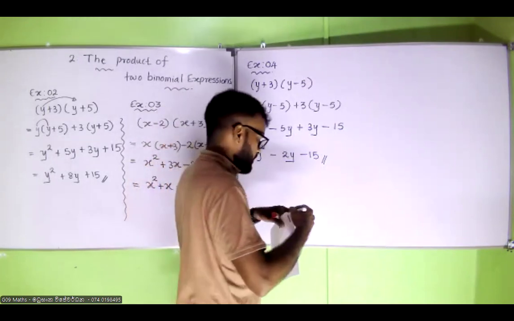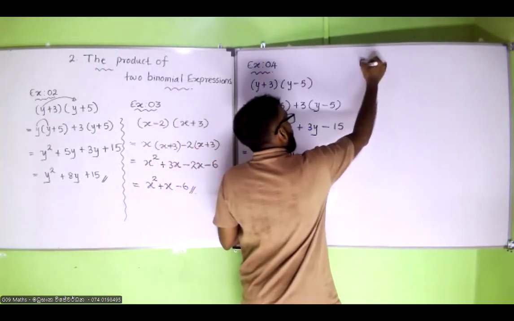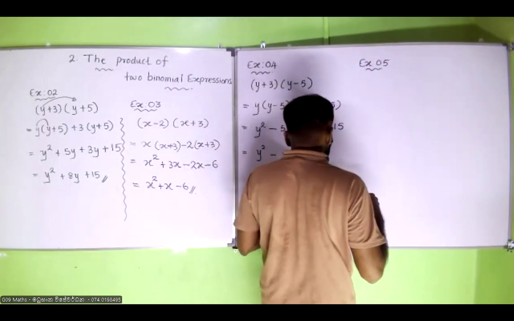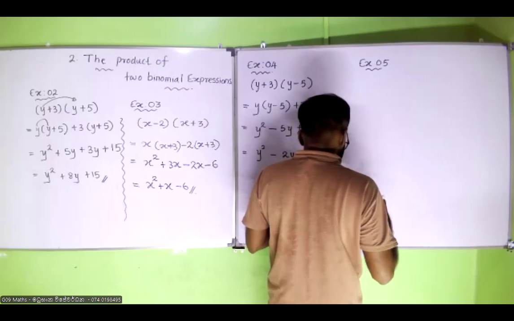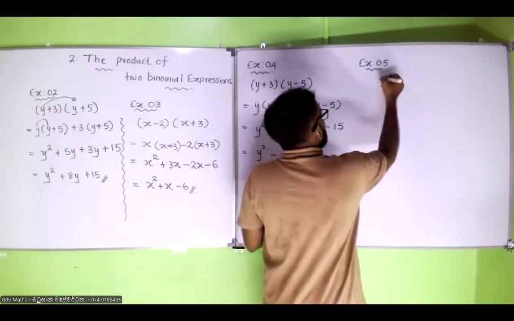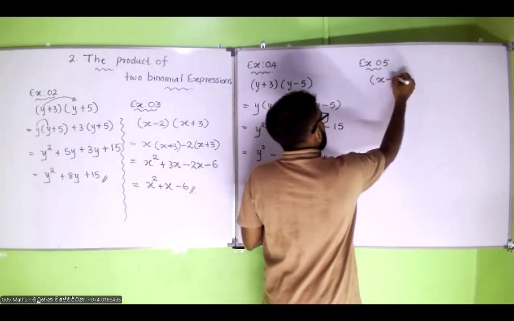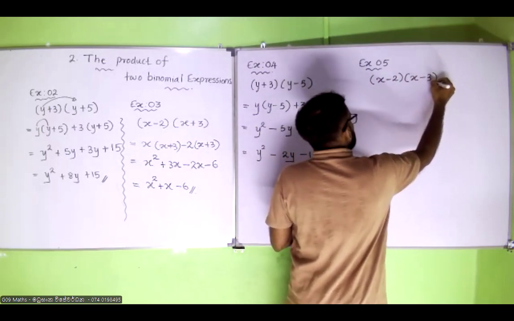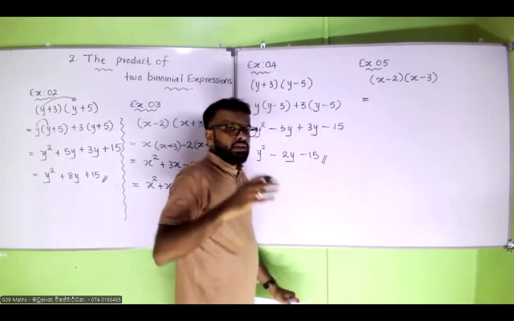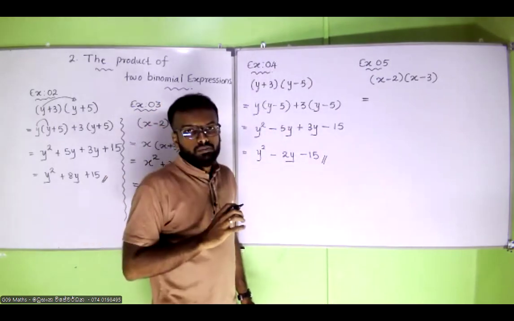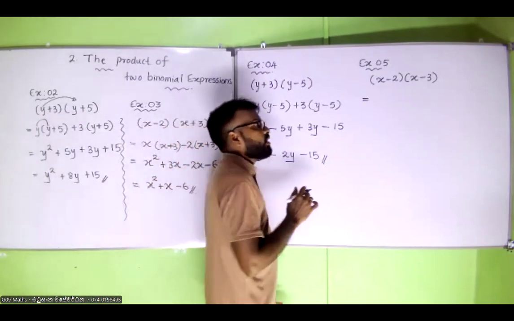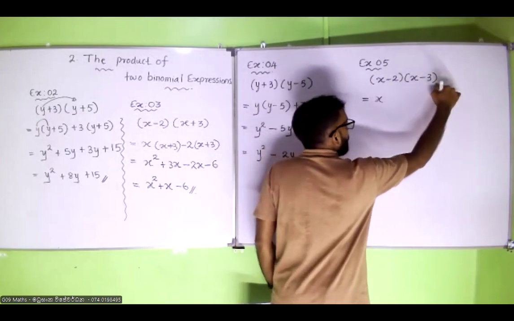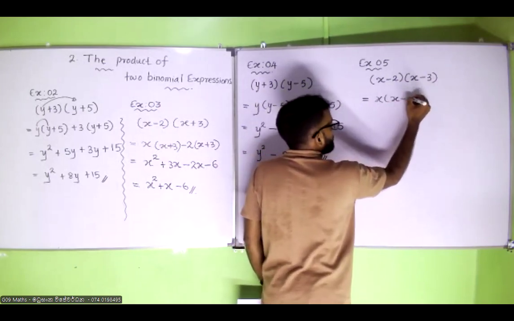Example number 5. Right. x minus 2, x minus 3, equal mark. Same things you have to follow. Right? Same thing you have to follow. So here you have positive x, right? Positive x times this whole expression, x minus 3. Right?